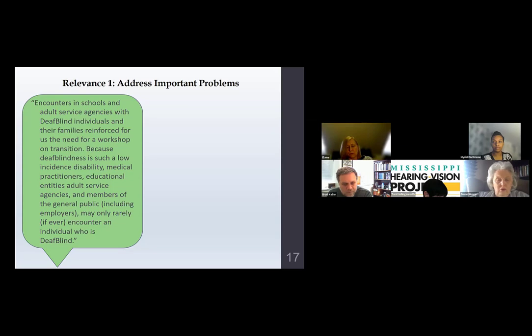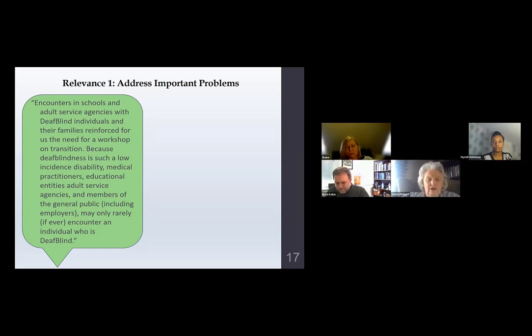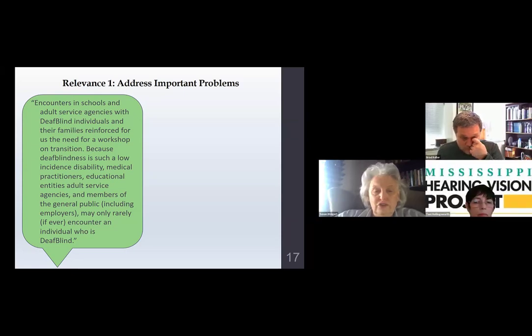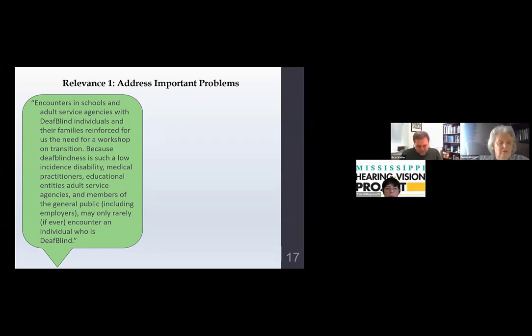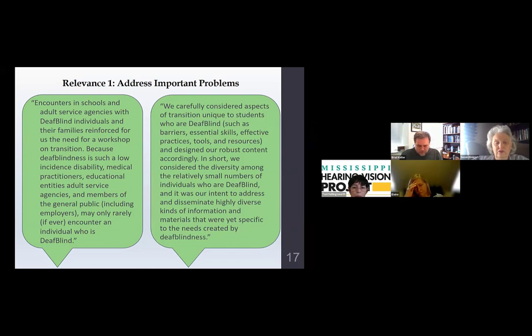One grantee wrote, "Encounters in schools and adult service agencies with deafblind individuals and their families reinforced for us the need for a workshop on transition. Because deafblindness is such a low incidence disability, medical practitioners, educational entities, and adult service agencies and members of the general public, including employers, may only rarely, if ever, encounter an individual who is deafblind. We carefully considered aspects of transition unique to students who are deafblind, such as barriers, essential skills, effective practices, tools, and resources, and designed our robust content accordingly.